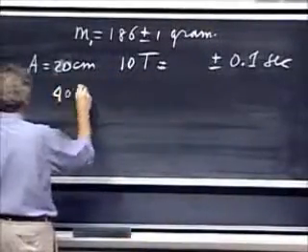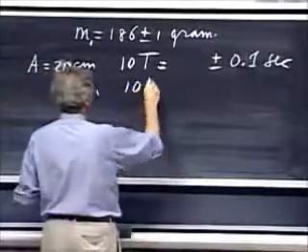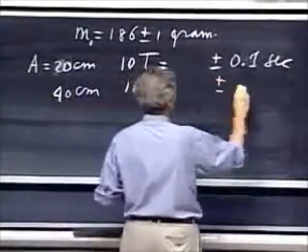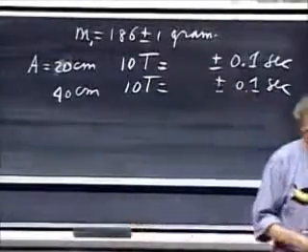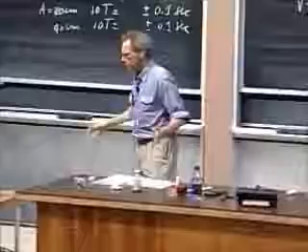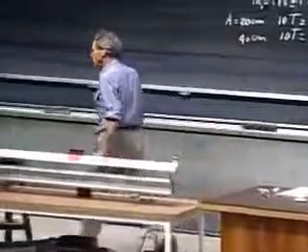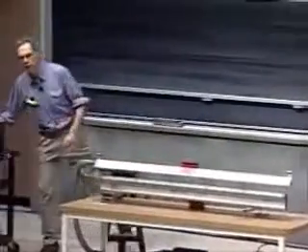Then I will do it at 40 centimeters. We get a 10t, and we get, again, plus or minus 0.1 seconds. And we'll see how much they differ. They should be the same if this is an ideal spring within the uncertainty of my measurements.